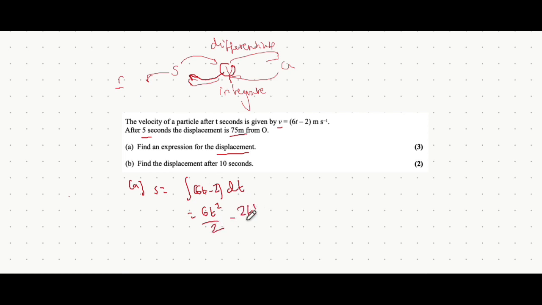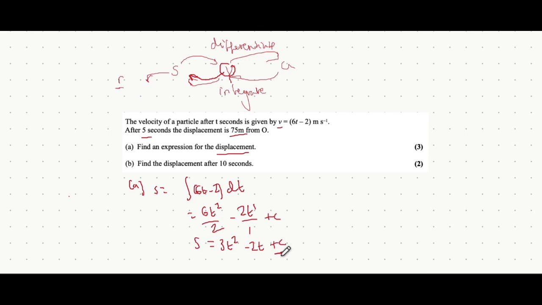So it's like 2t to the power of 1 divided by that new power of 1. You also have to remember to include the plus c because there's no limits involved. Now 6 over 2 is just 3, so this becomes 3t squared. 2 over 1 is 2, so that becomes minus 2t. So we have the displacement is equal to this plus c.